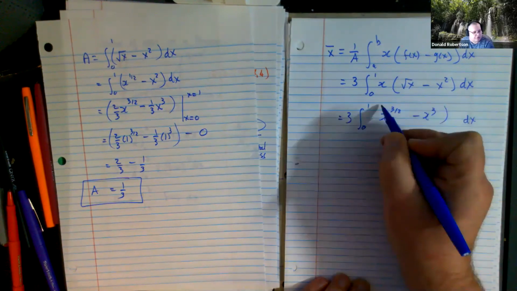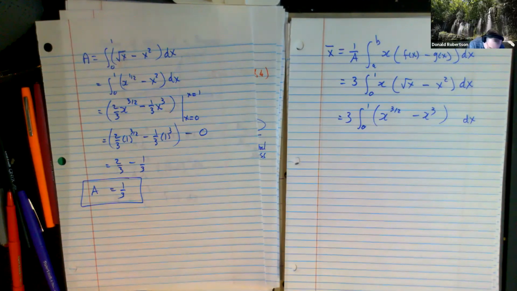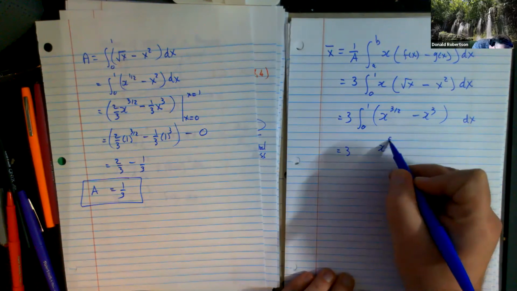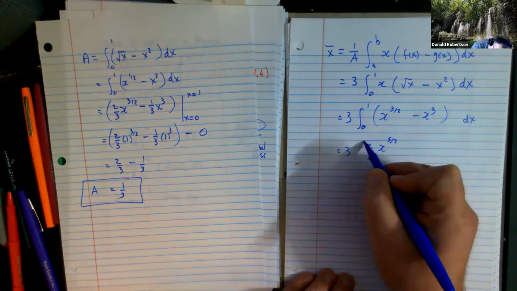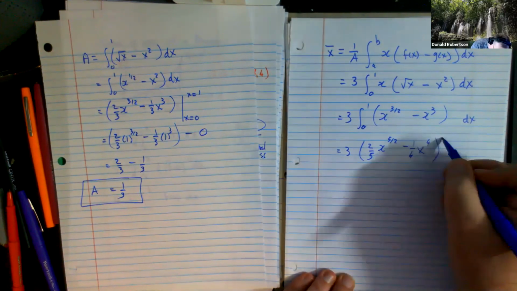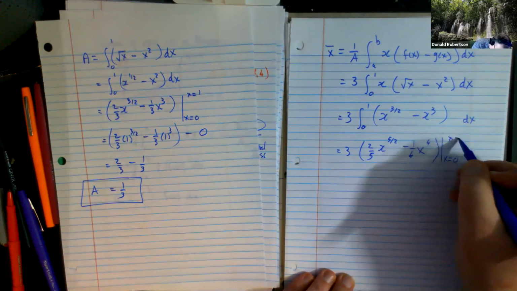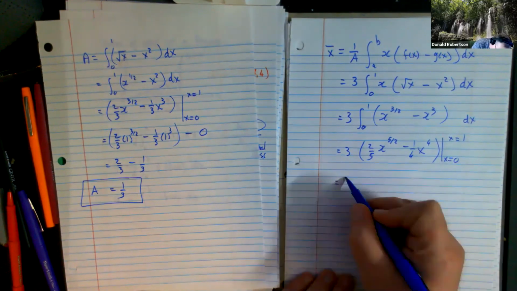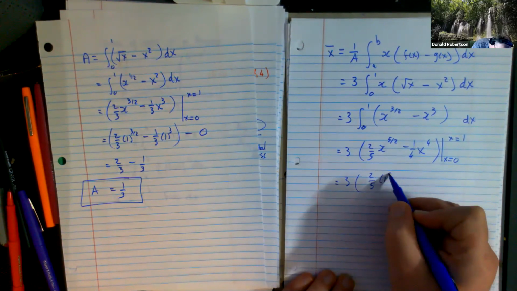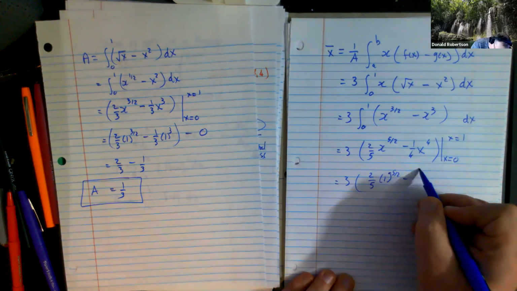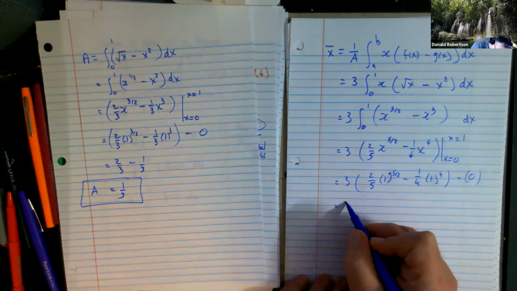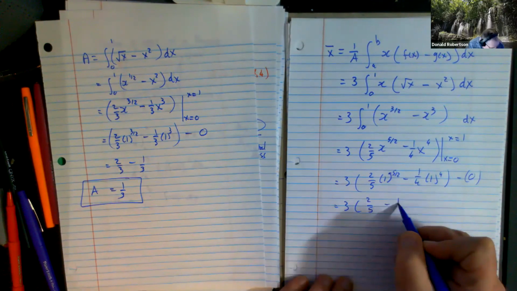Now that I've done that, can't we just use the power rule? So add 1 to the power, divide by the new power. Add 1 to the power, divide by the new power. Evaluate it at 0 and at 1. If you plug in 1 here, you get 2/5. Plug in 1 here, you'll get 1/4. Take away a whole load of zeros. I have 2/5, take away a quarter.